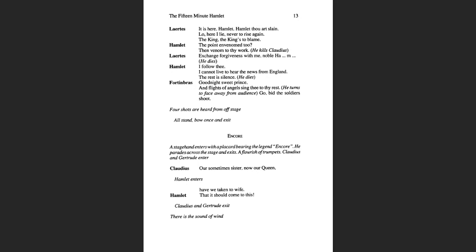Now is the encore. A stagehand enters with a placard bearing the legend Encore. He parades across the stage and exits. A flourish of trumpets. Claudius and Gertrude enter. Also, okay, so what this is now, this is funny. They're going to do the whole thing in like 3 minutes now. So this is like the super condensed version. And so it's an encore. It's like, more, come back. So then they do it all again really fast. It's very funny. I've seen this actually put on before, and it's very, very funny.